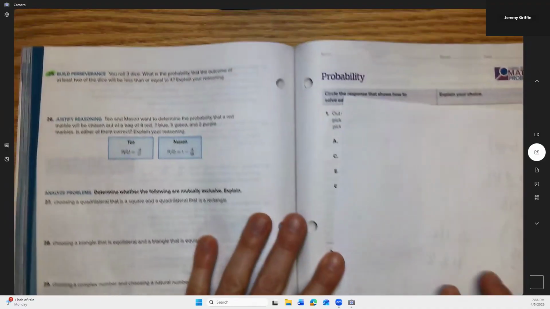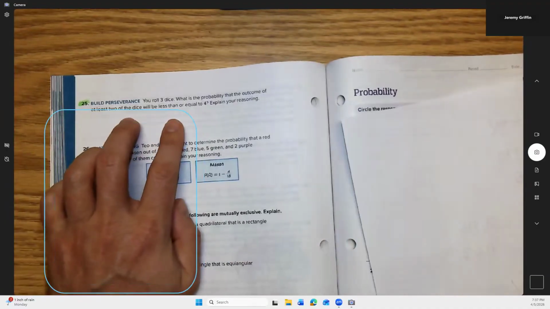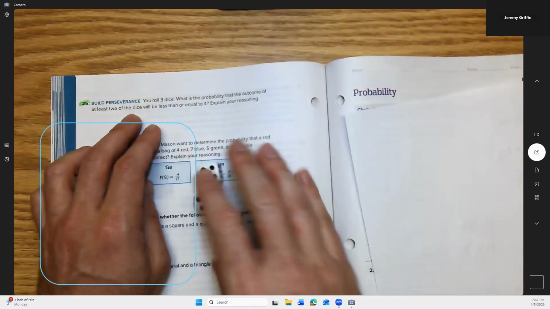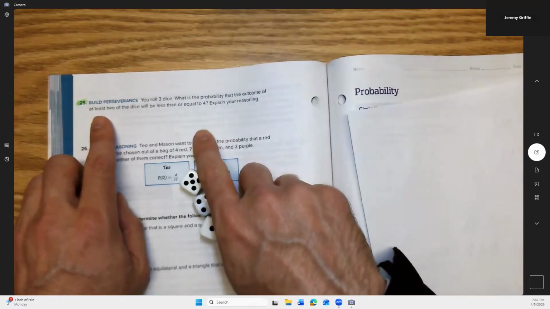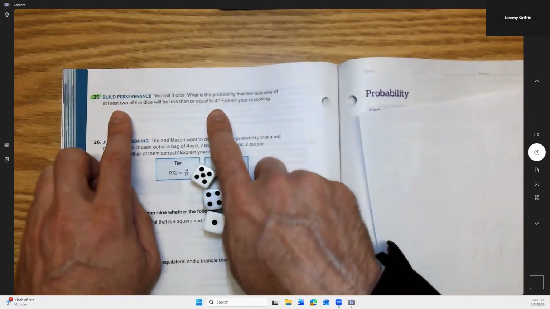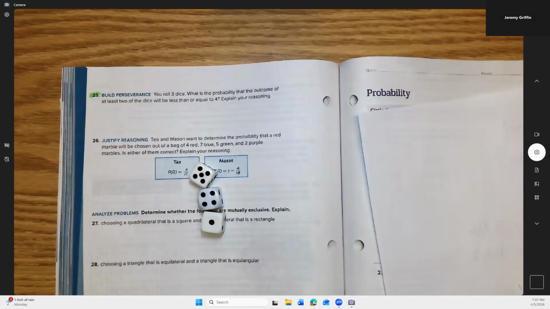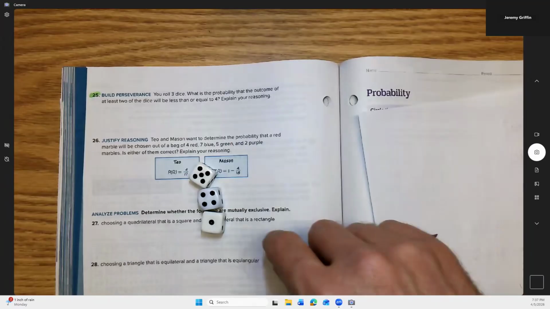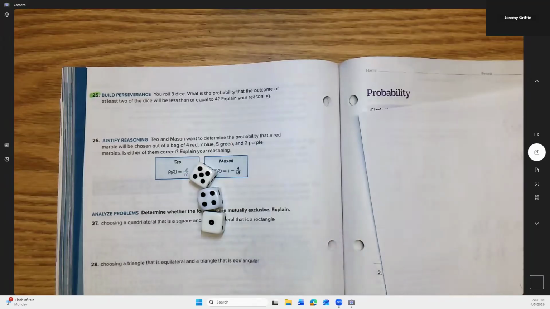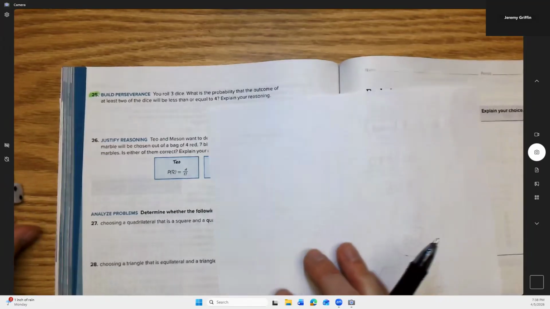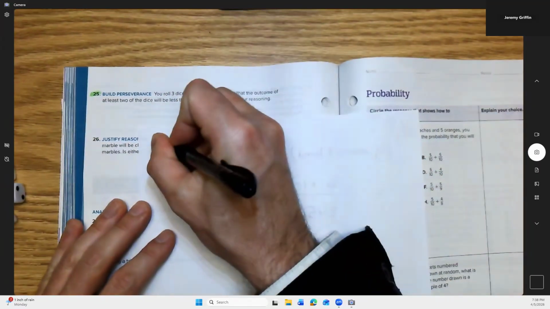One more. Number 25. Oh, you rolled 3 dice. Okay, well, I got some dice here for a visual, so that's nice. What's the probability that the outcome of at least 2 of the dice will be less than or equal to 4? Explain your reasoning. The outcome of at least 2 of the dice. All right, so this one I think is a little tricky, and I had to work this one out ahead of time. I'm gonna write this down.